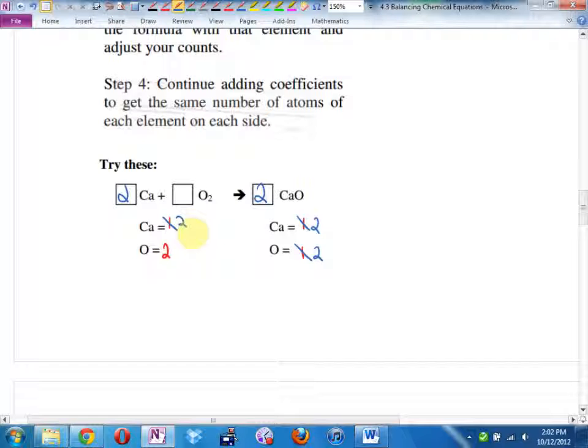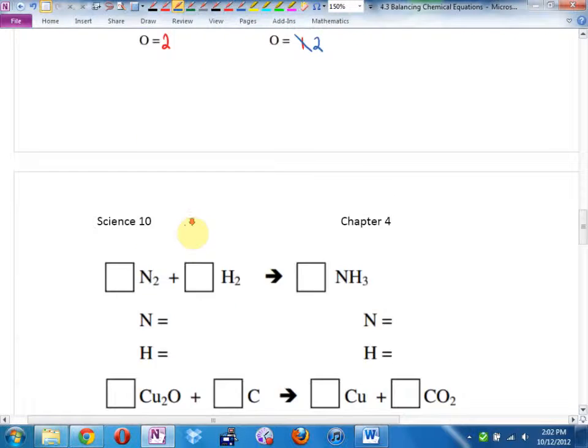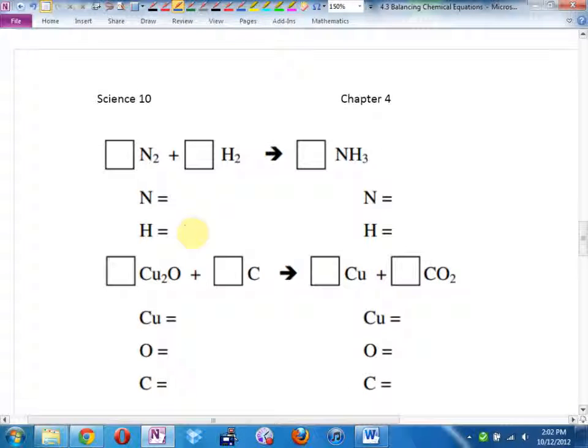Let's do some that are a little nastier. Turn the page. All right, Mr. Duick, here we go.